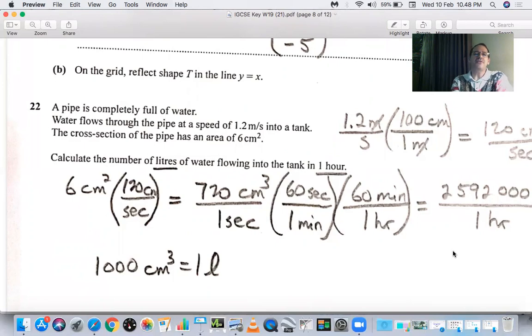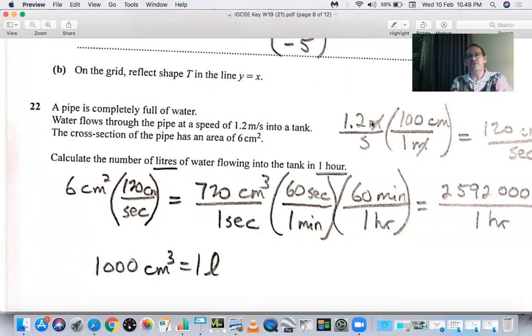Well, notice that our units are given in meters and in centimeters. So we need to decide which one we want to convert to. Notice our final answer wants to be liters. So the easiest way to convert to liters is through cubic centimeters. 1,000 cubic centimeters is 1 liter. So since we want to be in cubic centimeters, that means we want to change our meter into centimeters.